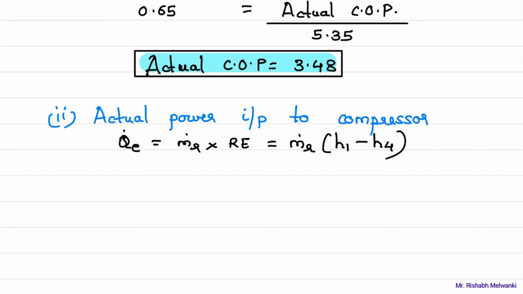Now what is the Q dot E value? See what happens now, understand. Here we have to find actual power input to the compressor. So what we are finding right now, the first step will be what? We have to find mass flow rate of refrigerant. How can we find this? Wherever data is available. Where is the data available? It is given in the question, right?